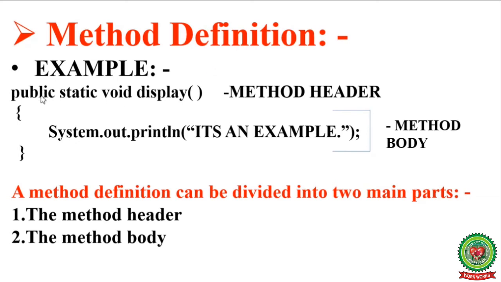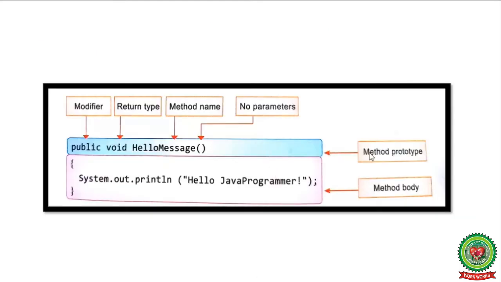In this example, I have taken a method display, public static void display. This is the method header, and this brace, then System.out.println, it's an example, and this brace. This full thing is the method body. So a method definition can be divided into two main parts, the method header and the method body. The method header is also known as the method prototype.